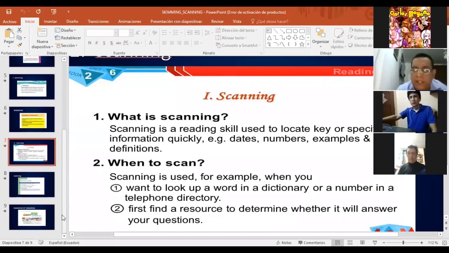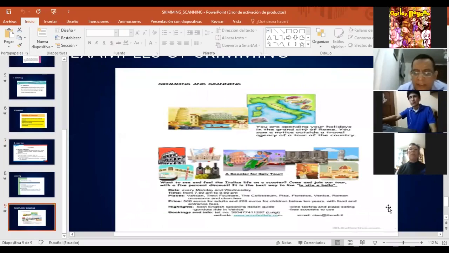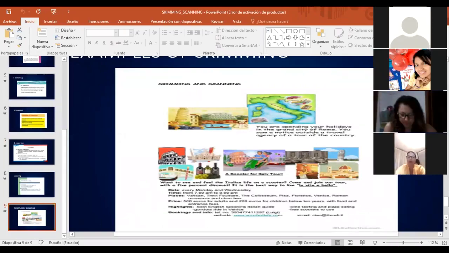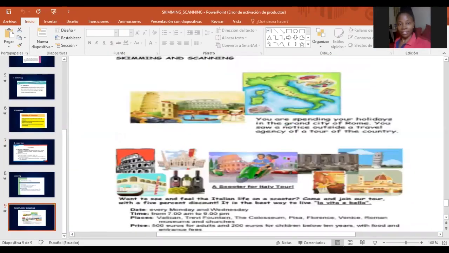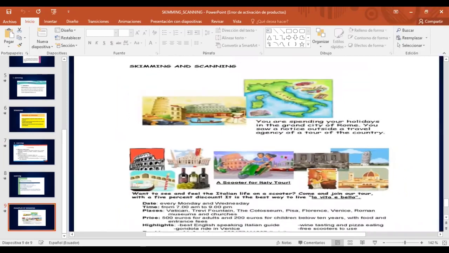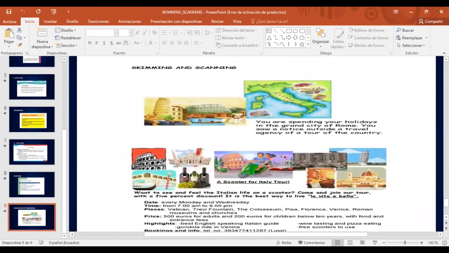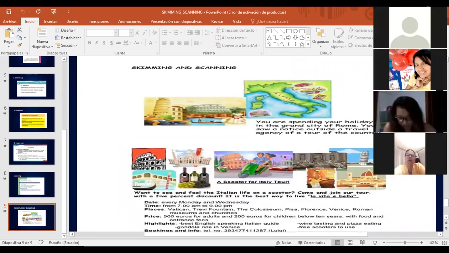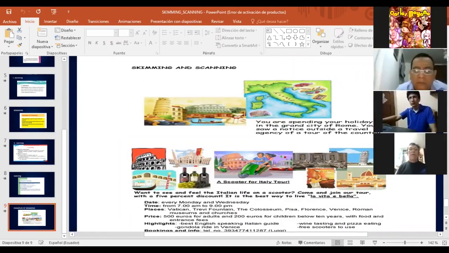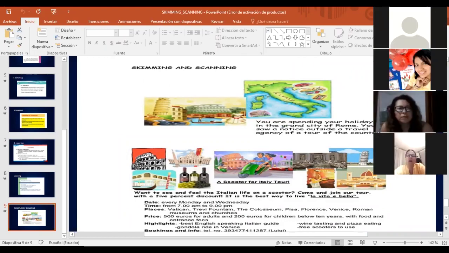So this is the theoretical part of this presentation, teachers. At this moment, I'm sorry for this illegible form. I'm going to make it more visual. All right, sorry about that. Okay, this is an example of one activity that we can use in class.